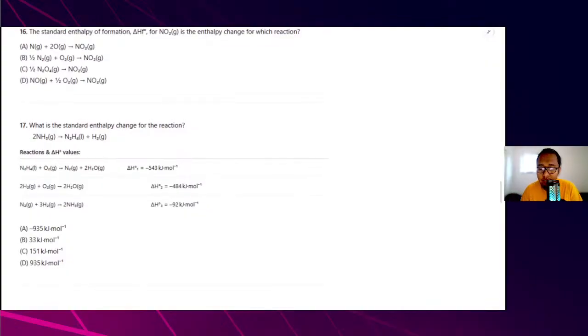Number 16. The standard enthalpy of formation, delta Hf, for NO2 is the enthalpy change for which reaction? Okay, it's still the same again, in their standard state. So N2 plus O2 becoming NO2. Because N2 here is 2, we'll be putting over here 2.